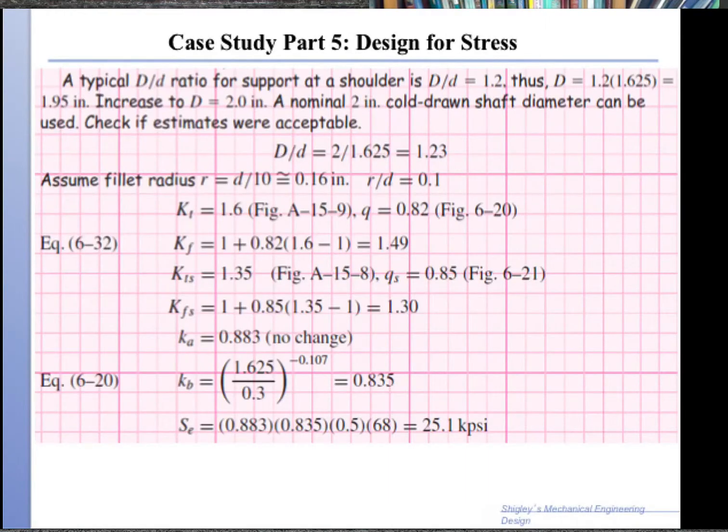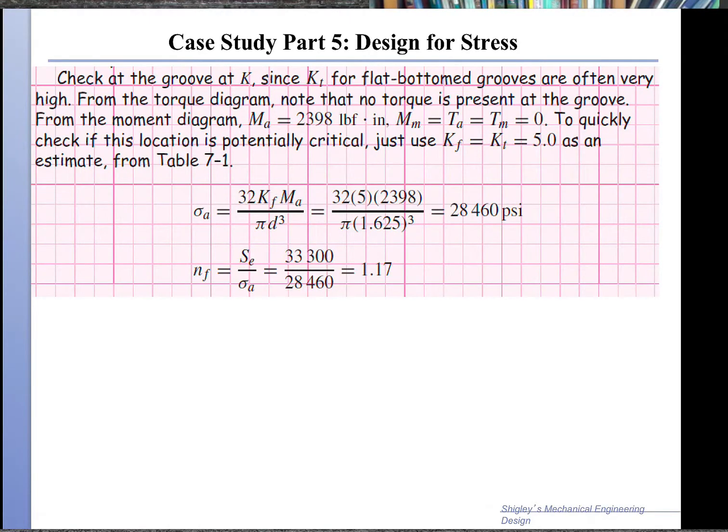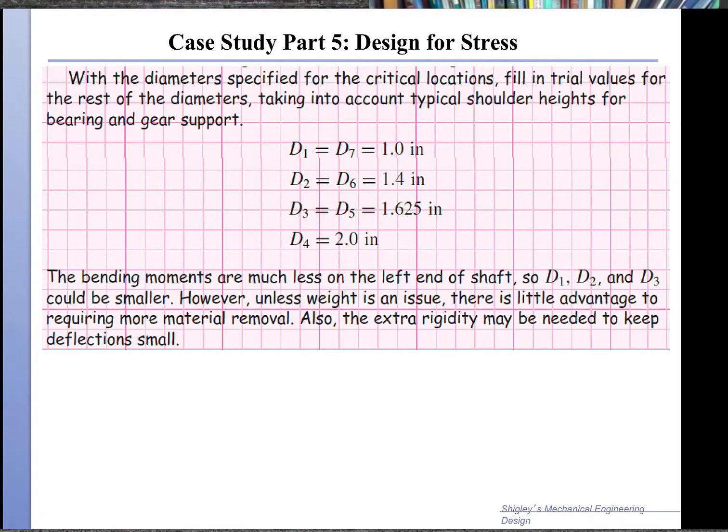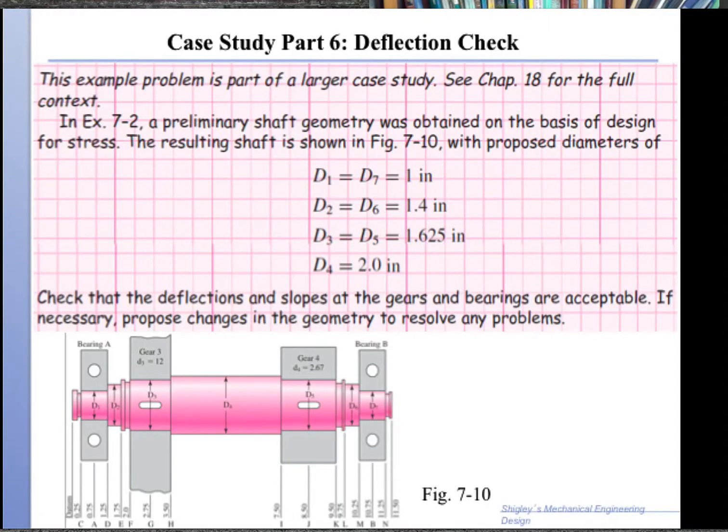So this has been done, and finally we have been able to size all of the shaft components, including the shoulders, and then we have now D1 equal to D7 equals 1 inch, D2 and D6 are 1.4, D3 and D5 are 1.625, and D4 is equal to 2. These can be modified depending on the deflection, and we've done the deflection part.